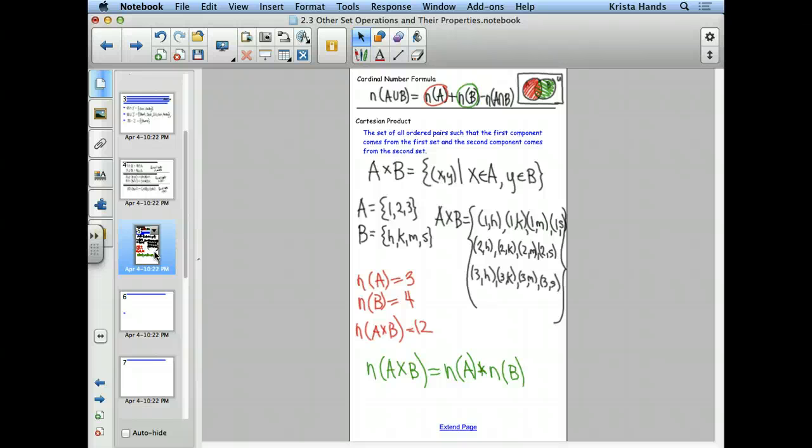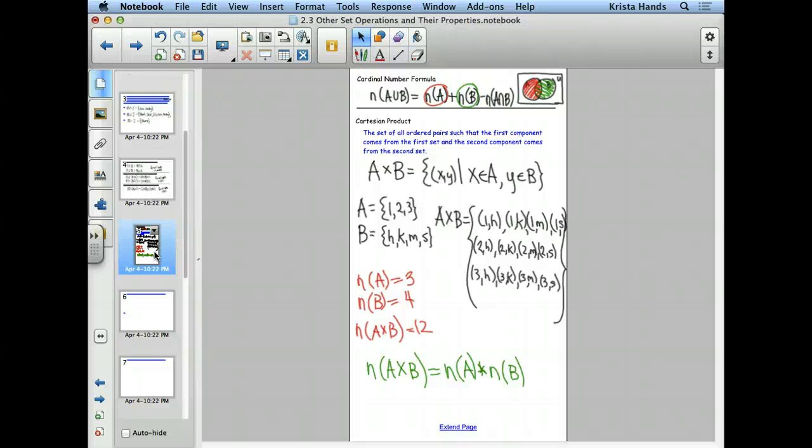There are 12 items here. There are 3 items in set A. There are 4 items in set B. So there's a relationship between how many items are in each of the sets. Do you guys see the distinction? Sets are not the same, but the number of items are when you multiply them.